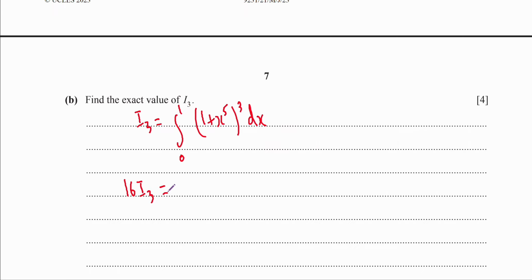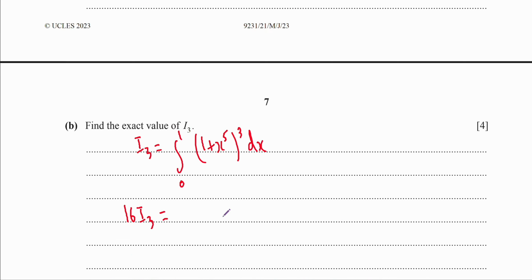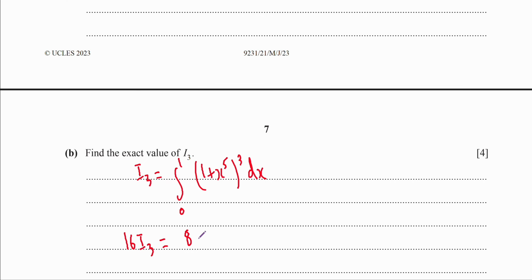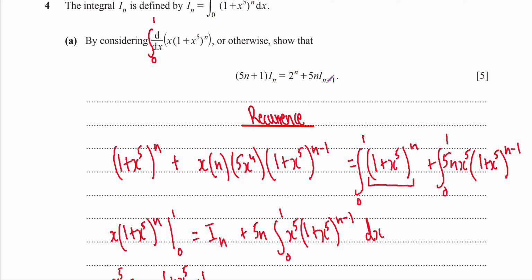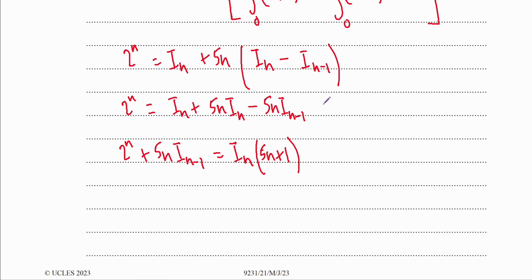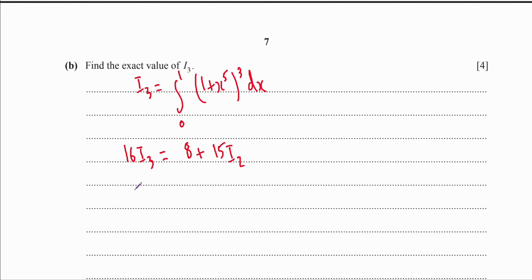So I have 16 I3 is equal to, okay, what do I have here? I have 2 to the power 3, so that's 8. So I have 8 plus, and now I have 5 times n, so that's 5 times 3, and then I have I3 minus 1, which is 2. So I'm going to have 15 of I2. Okay, so far so good, but we don't know what I2 is, right? Well, we can use the recurrence formula again.